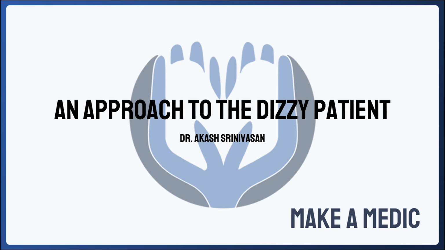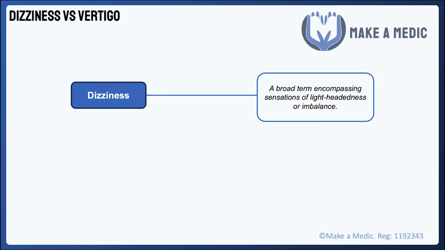In this video, we'll be looking at some of the ENT causes of dizziness and how to distinguish these conditions by understanding how they actually affect the ear. To begin with, there's a bit of terminology to understand. Dizziness itself is quite a broad term that can be used to describe sensations ranging from lightheadedness to imbalance. And this isn't always caused by a problem with the ear.